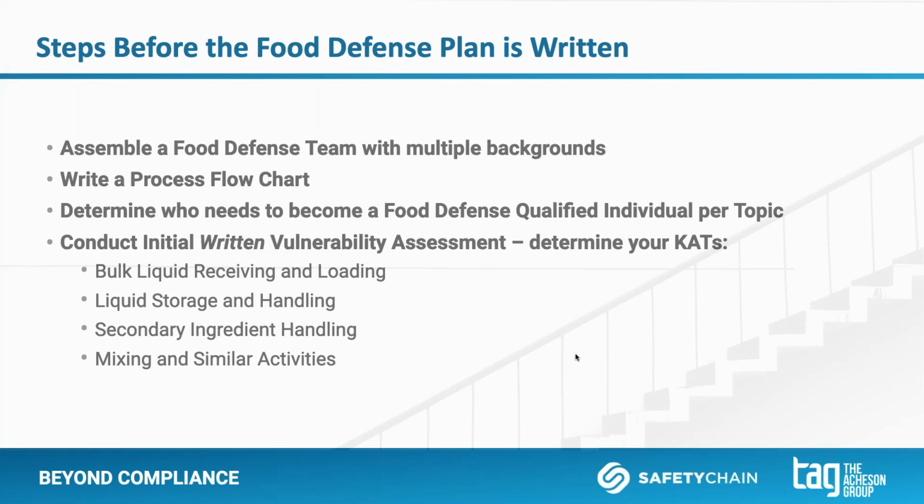Now, before your plan is written, there are some background things that are highly suggested, okay? You don't have to have a couple of these, but it really helps out. The first is to have a food defense team with multiple backgrounds. Just like your food safety team, you have somebody from QA, somebody from production, somebody from maintenance, somebody from sanitation. You want the same kind of team or a similar team on your food defense team. However, there is an individual that's strongly suggested on your food defense team that's typically not on your food safety team, and that's somebody from human resources. We're going to talk a little bit later about why having somebody from human resources is a nice component to have on your food defense team.